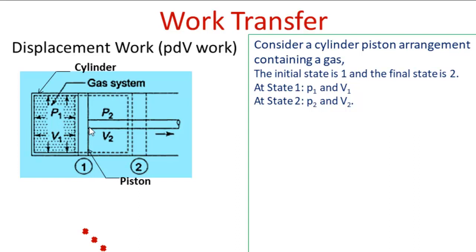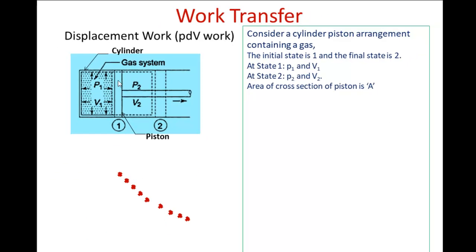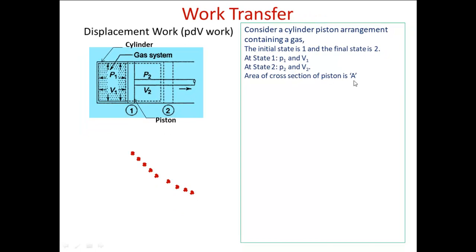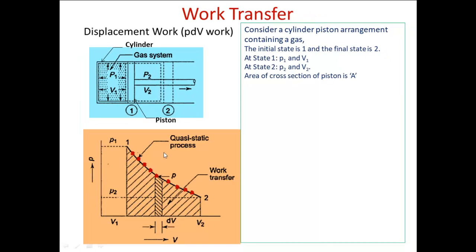Since the pressure is higher than the atmospheric pressure, the gas inside the cylinder piston arrangement will start to expand. Assume that it is going to reach state 2, where equilibrium is maintained between the pressure of the system and the surroundings. At state 2, the pressure is P2 and the volume is V2. The area of cross section of the piston is, let us say, A.